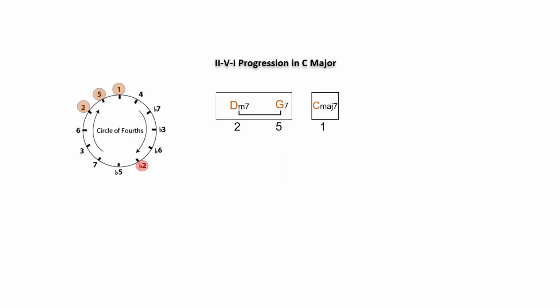The concept of tritone substitution involves replacing a dominant with another dominant whose root is a tritone away. In a basic 2-5-1 progression in C major, replacing the dominant chord, G7, with D-flat 7, a tritone above, creates a chromatic descending progression: D minor 7, D-flat 7, C major 7.